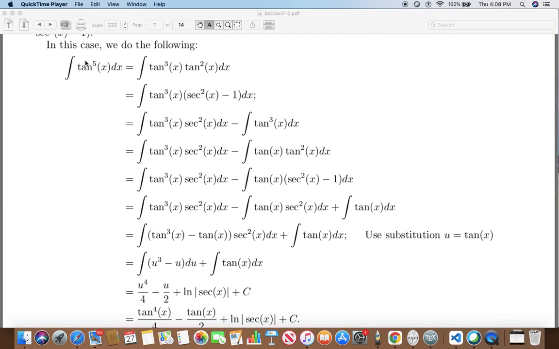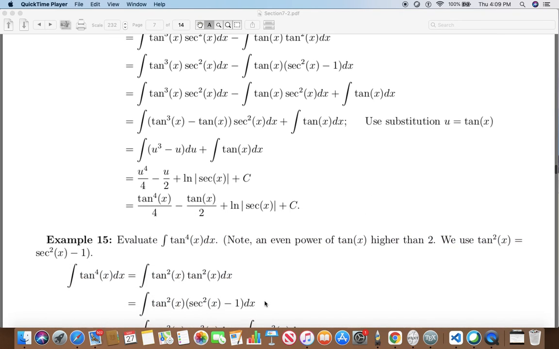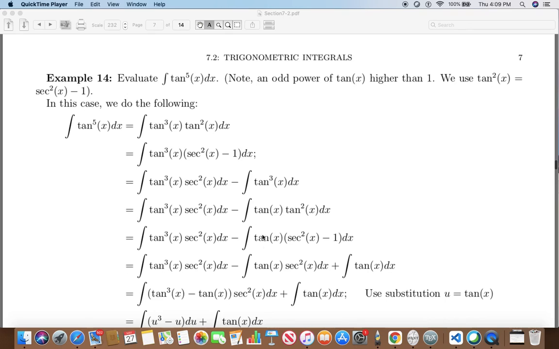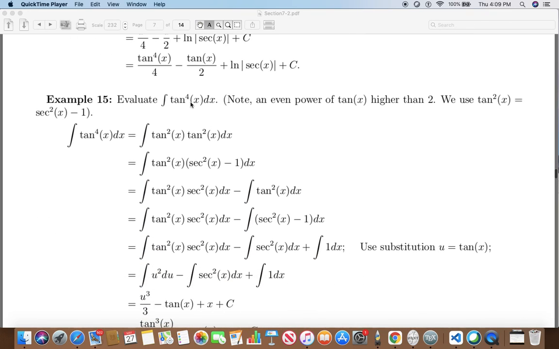So notice what happened. Tan to the power 5. We removed a tan squared aside so as to get it into secant squared mode. Once you have secant squared dx, that is your du, and this is u. U equals tan x. Integral u cubed minus u du plus, when you have boiled it down to just 1 power of tan, you know the integral already. So integral, you are done with. Now this was when you had an odd power of tan. Let's look at an even power of tan.